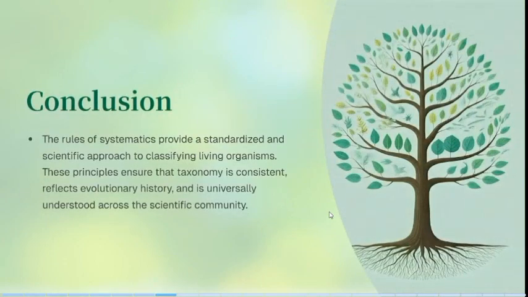In conclusion, the rules for systematics provide a standardized and scientific approach to classifying living organisms. These principles ensure that taxonomy is consistent, reflects evolutionary history, and is universally understood among scientific communities.